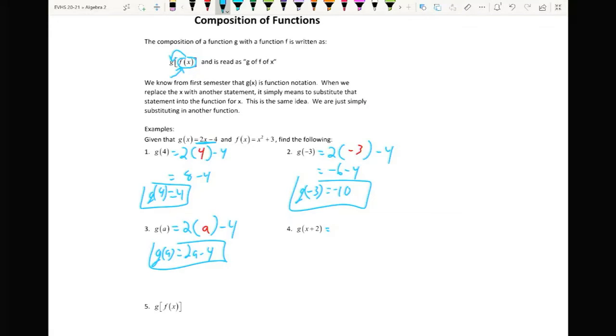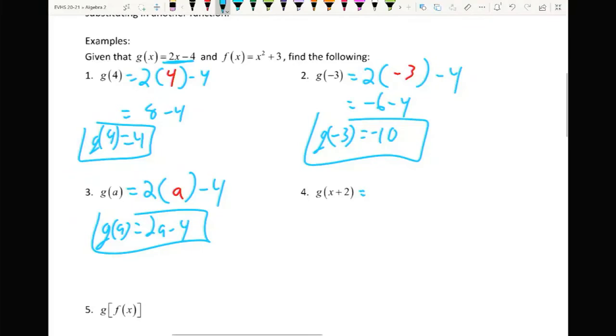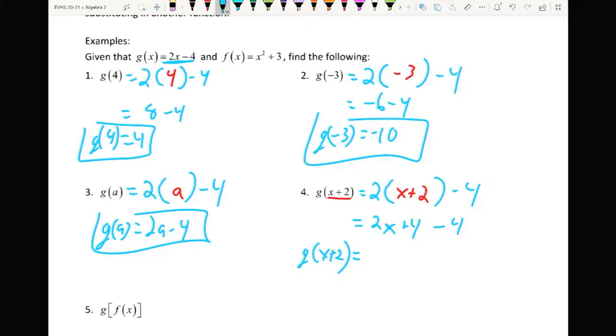So whenever I go and do g of x plus 2, I'm still going to write my problem the same way I had before. 2x minus 4, x is replaced with parentheses, but now I'm going to be putting an x plus 2 inside. And now I'm just going to simplify out. 2 times x is 2x, 2 times positive 2 is 4, and then minus 4. So g of x plus 2, these two are going to cancel out, leaving me with just 2x.